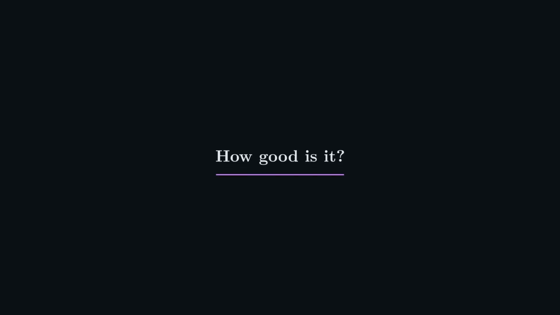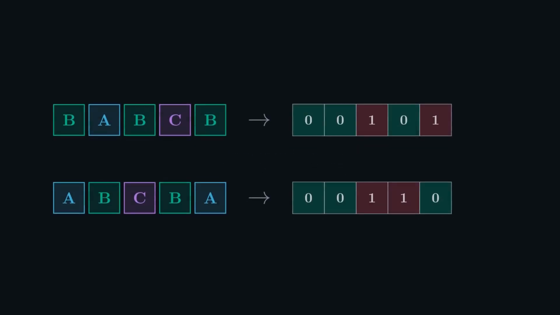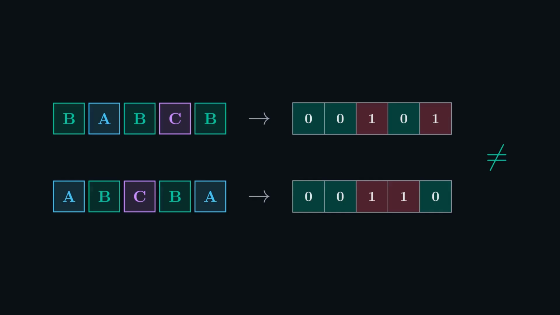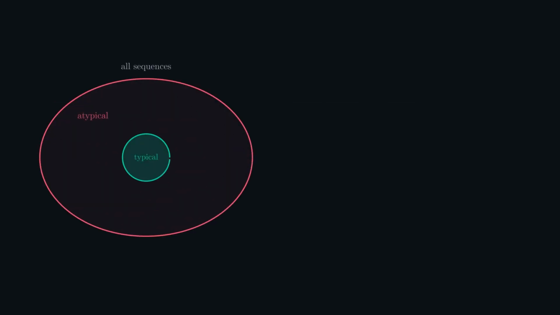This scheme has many nice properties. Firstly, the encoder is injective, meaning that no two different sequences can be compressed to the same code word. Secondly, we are able to compress the typical sequences to very small lengths, which is important because they are the most likely to be drawn.